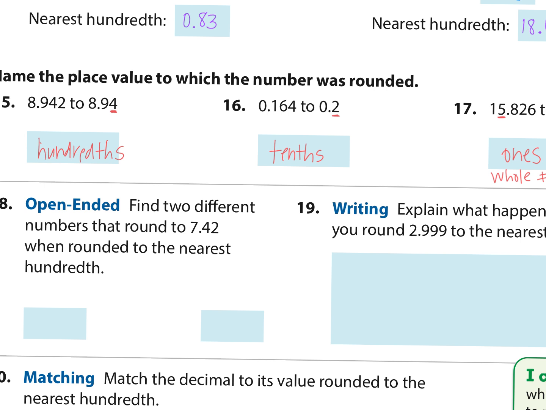Kingston, what do you think? A 3? Could a 3 work? If I round it to the hundredths place, would it be 7 and 42 hundredths? Yes, because 3 is less than 5, right? So that could work. So we can put that as one of my answers, 7.423. Okay, well, what is another digit that I could put at the end of that number?